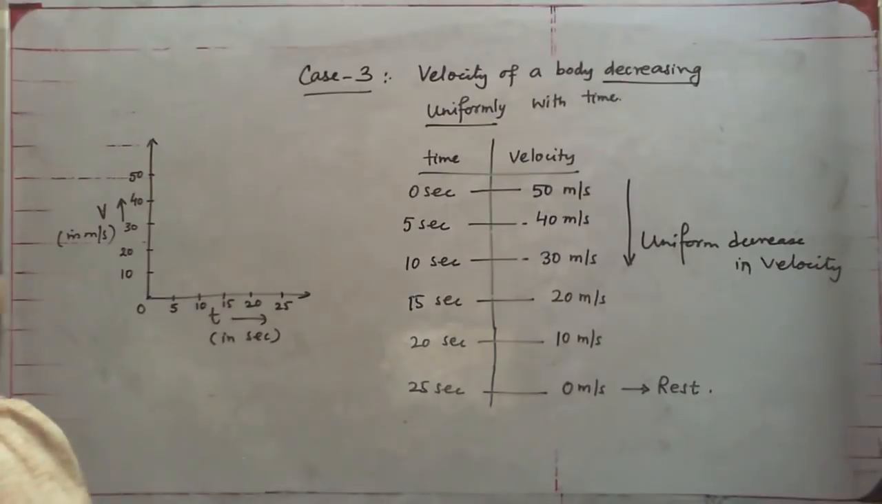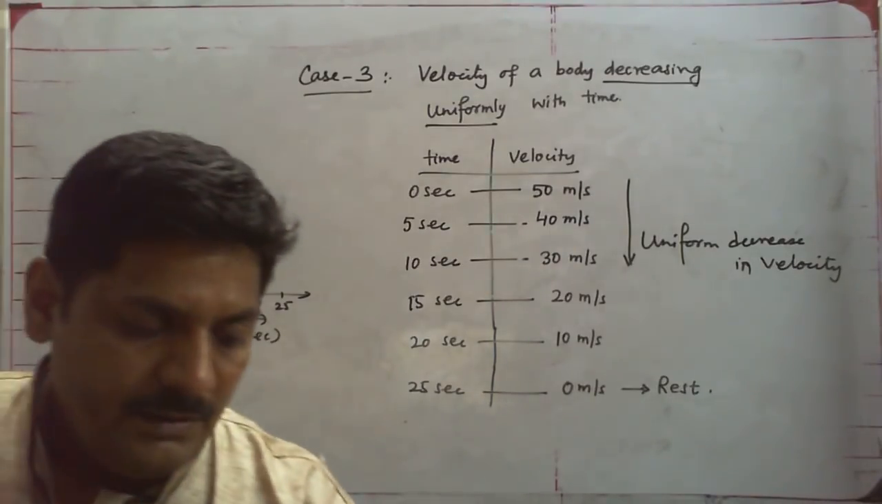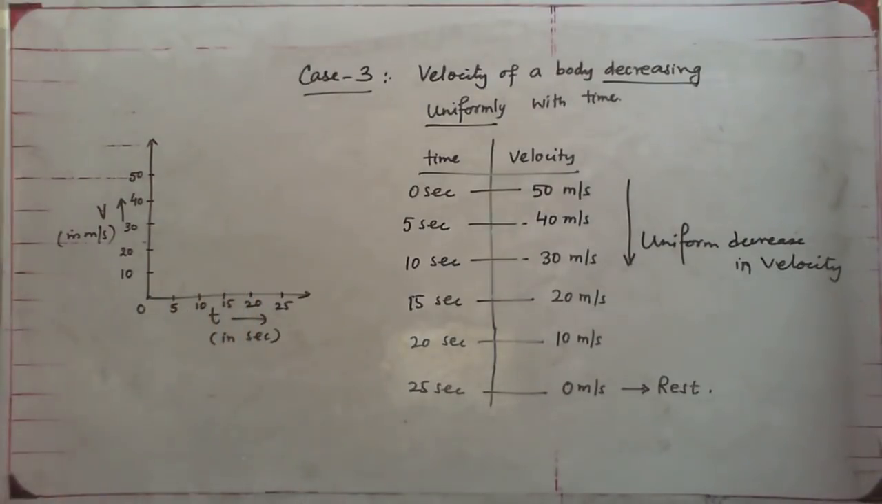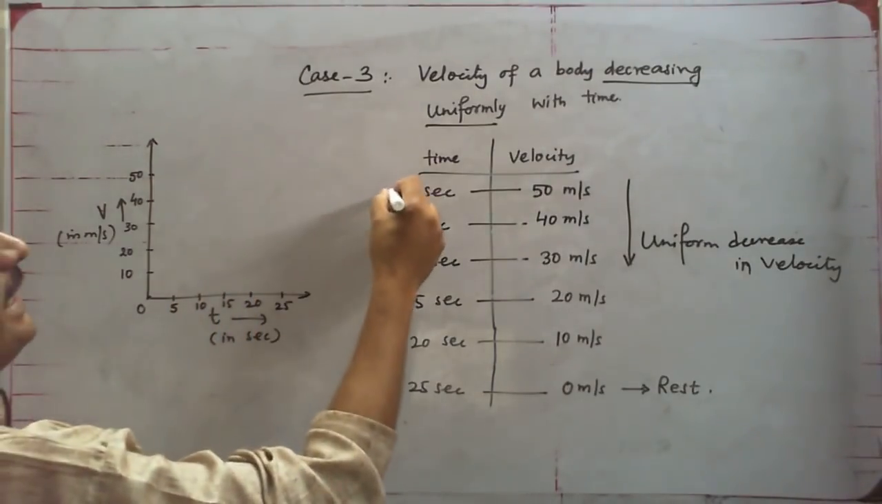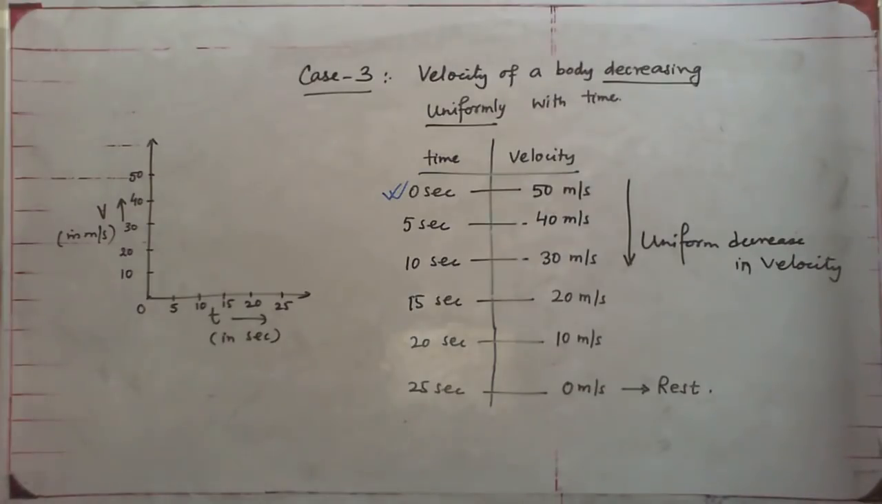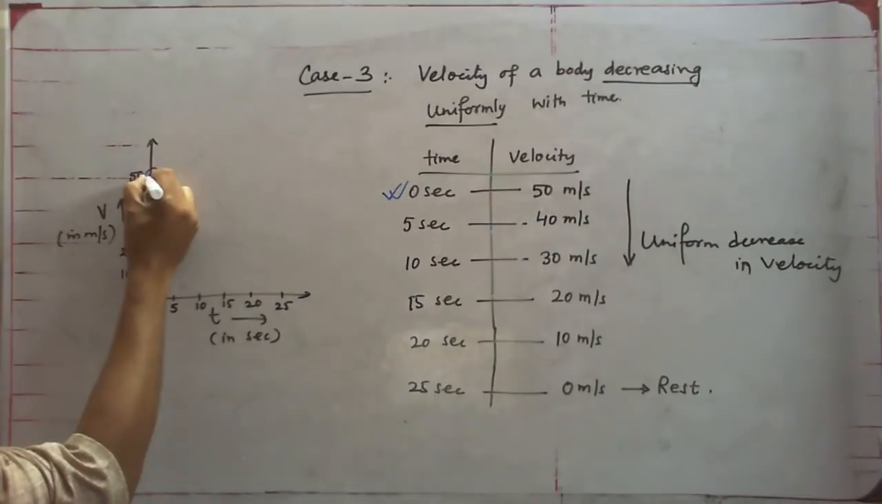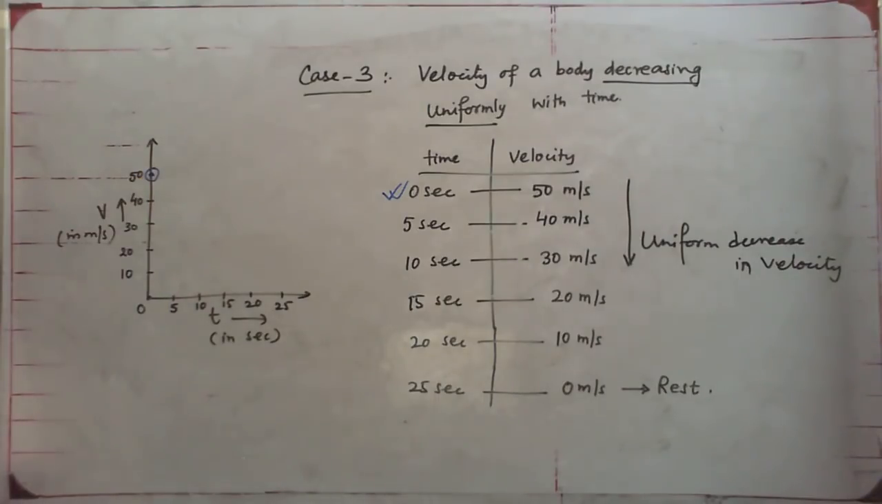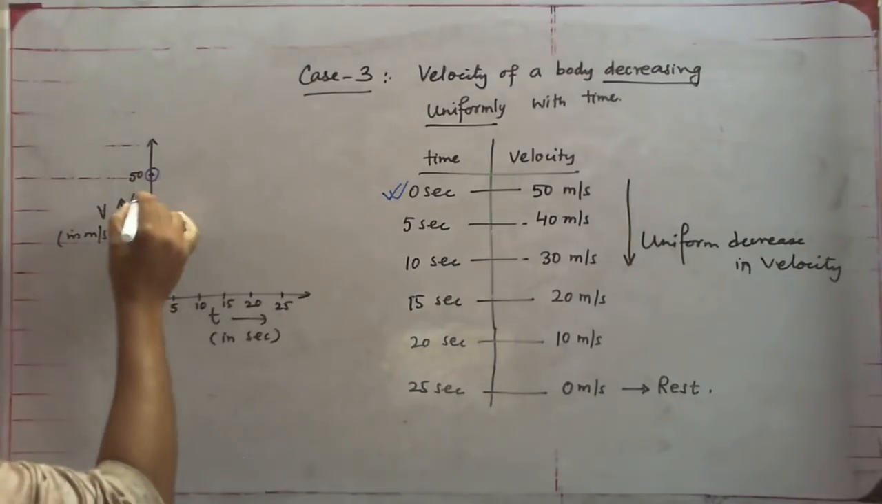Now let us plot all these points. We will plot all these points on the graph. At 0 second, the velocity is 50 meter per second. So this is 0, the velocity of the body is 50 meter per second. At 5 seconds, the velocity is 40 meter per second.